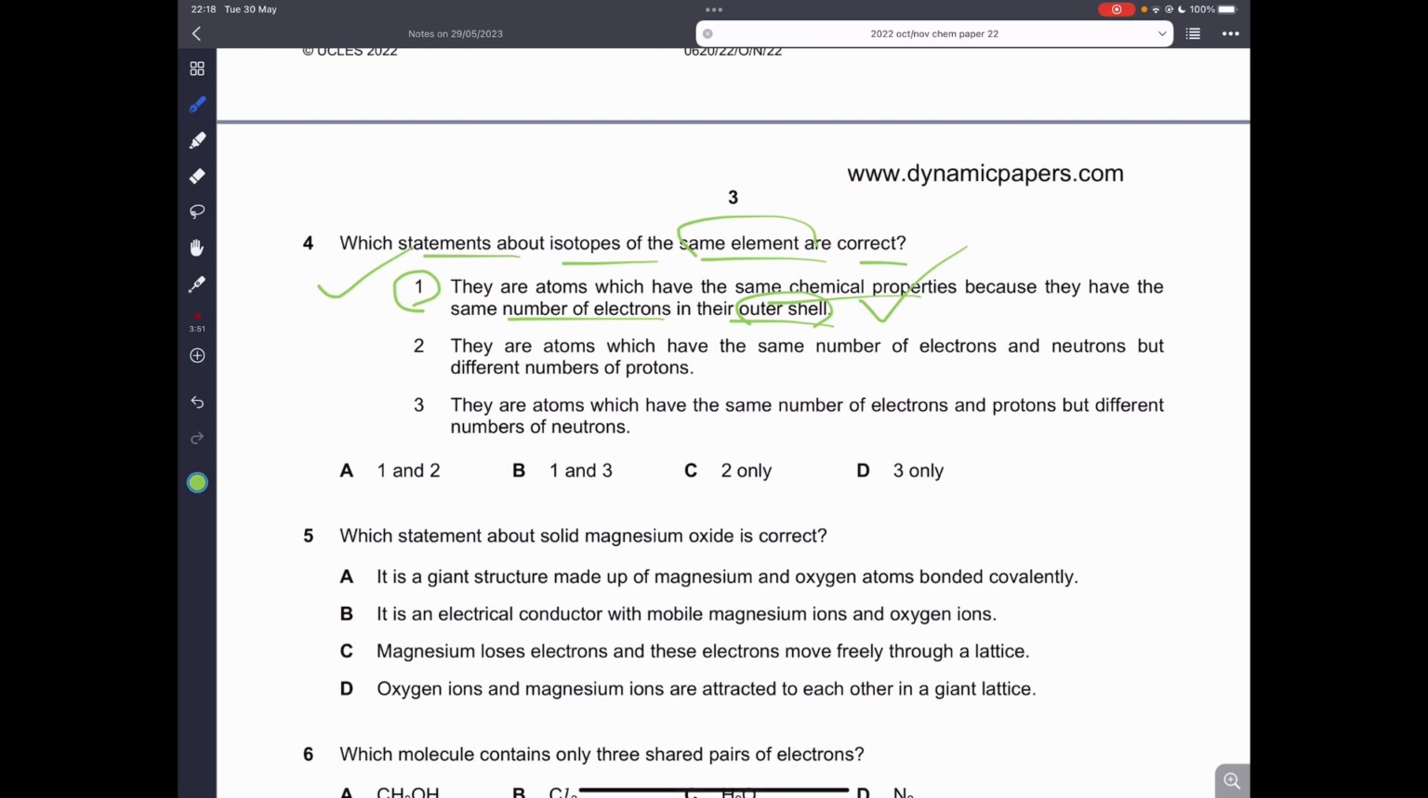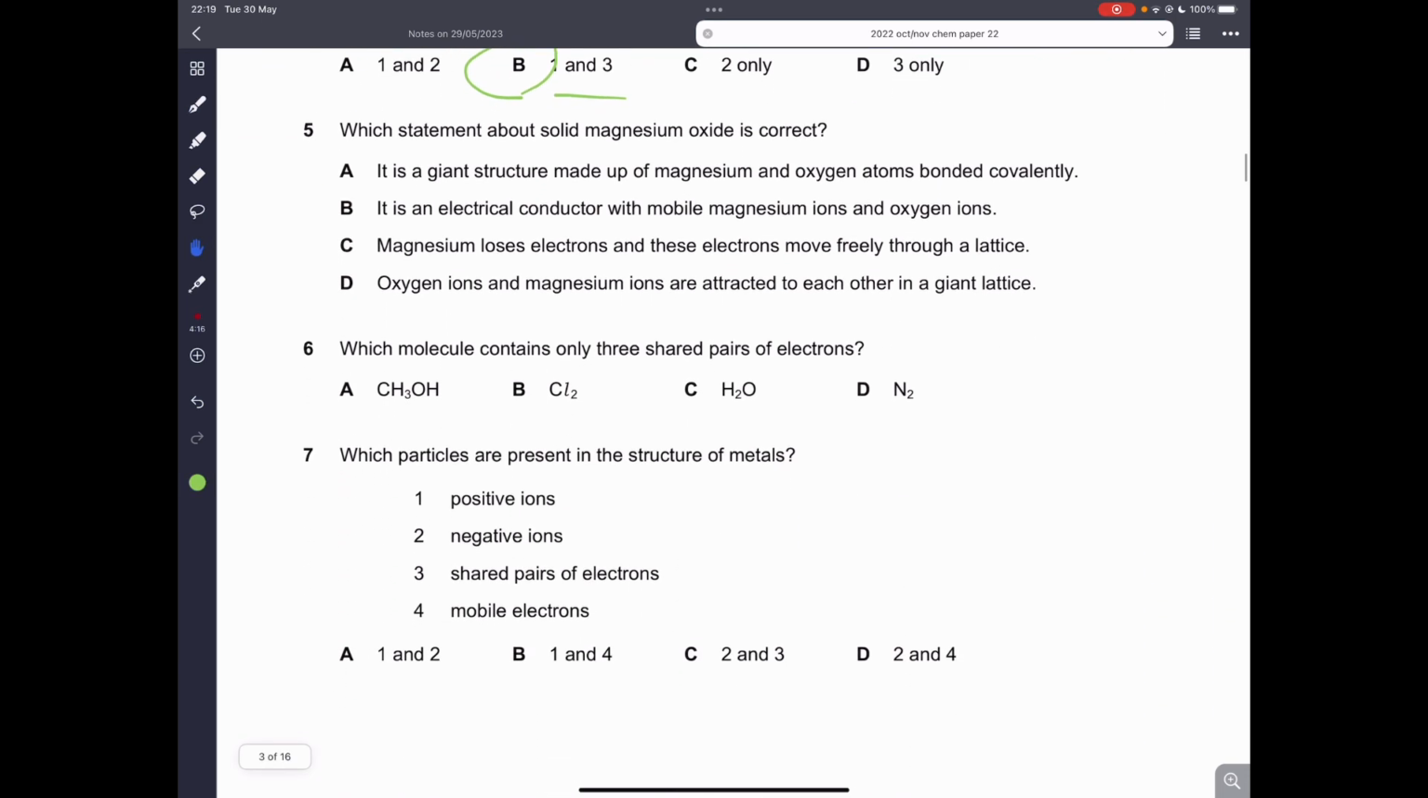Statement 2. They are atoms which have the same number of electrons and neutrons but different number of protons. This is definitely wrong. If you recall, isotopes have the same number of protons but different number of neutrons. And therefore statement 3, which says exactly that, is correct. So 1 and 3 are correct. So B is the correct answer.